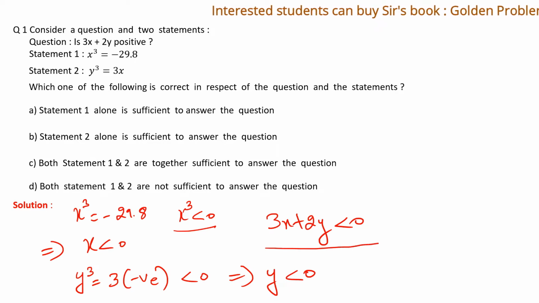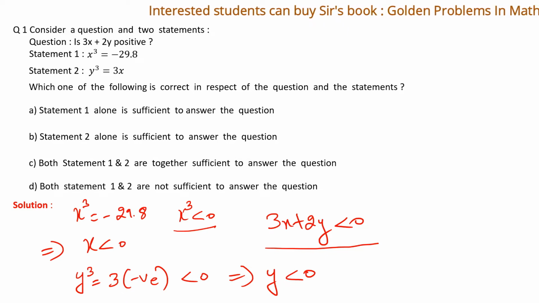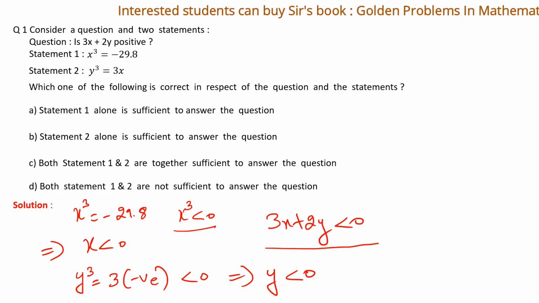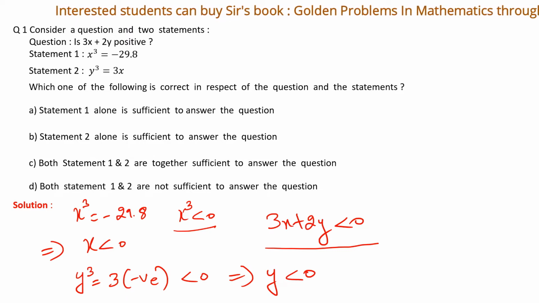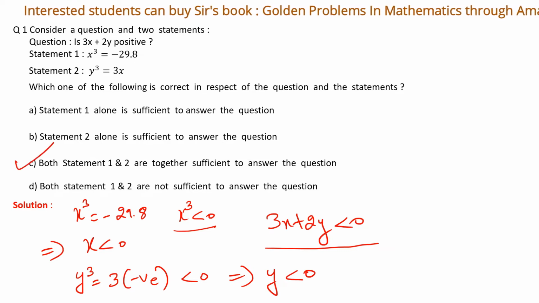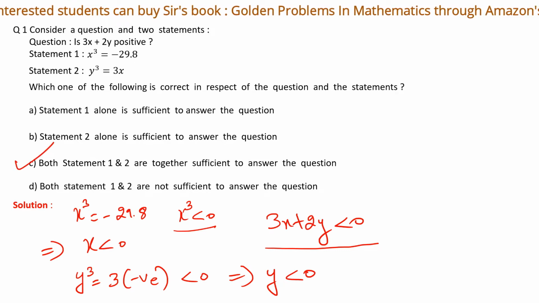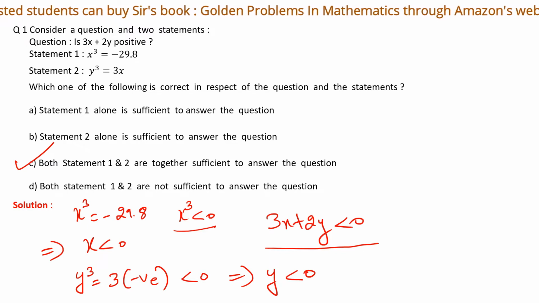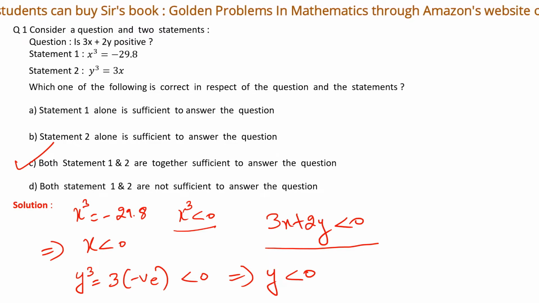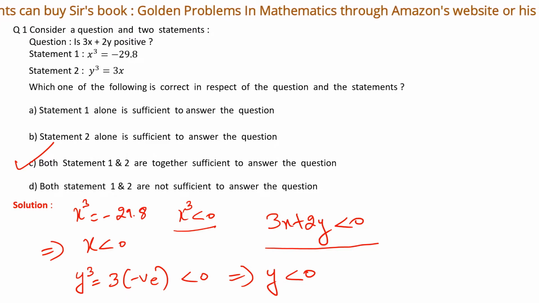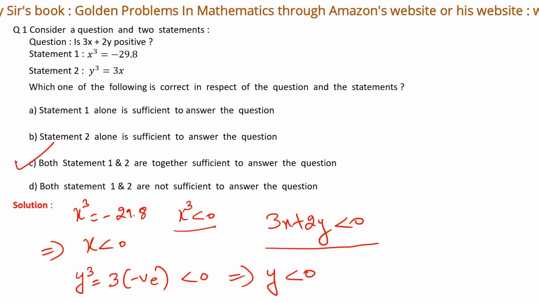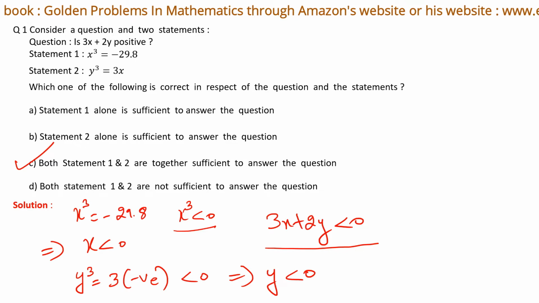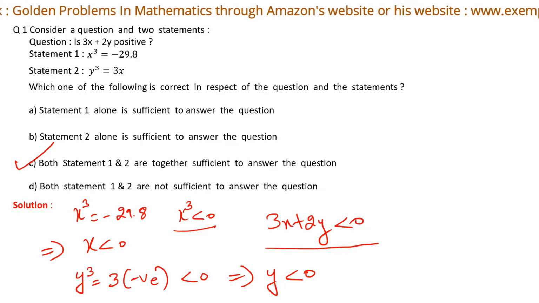Why? Because since both quantities x and y are negative, therefore thrice of the first quantity plus 2 times the second quantity will obviously be negative. Now the option C becomes the right one, because it says both statement 1 and 2 are together sufficient to answer the question. That means in this particular question both were required, because when we concluded that x is negative and y is negative, that could be possible only when we looked at both the statements. Fine. Now we move to our next problem.